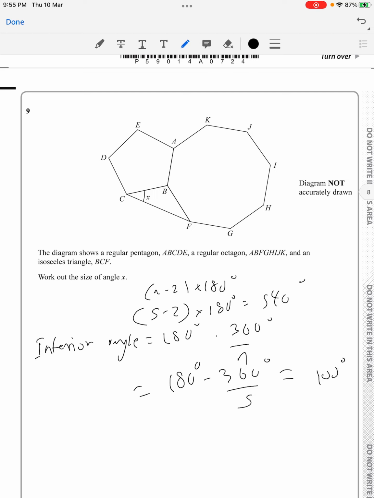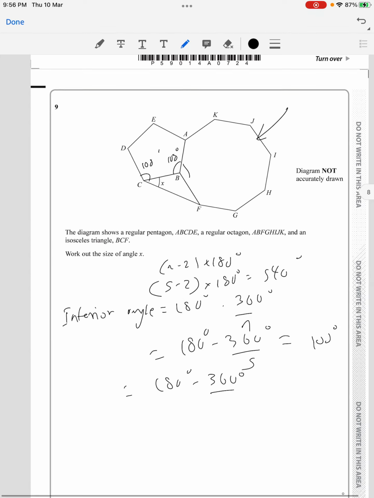So for this pentagon, you have 108 already given to you. So all you need to do is just label where this 108 could be. Now for a hexagon, what do we do for this side, right? What do we do for a hexagon? How do you calculate the interior angle? Just use the same formula.